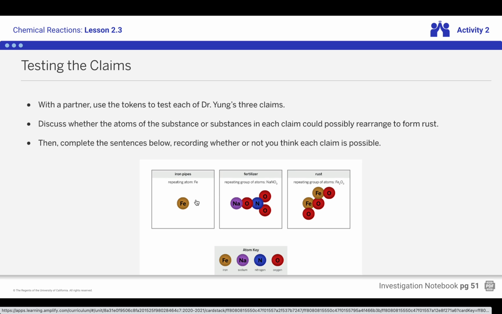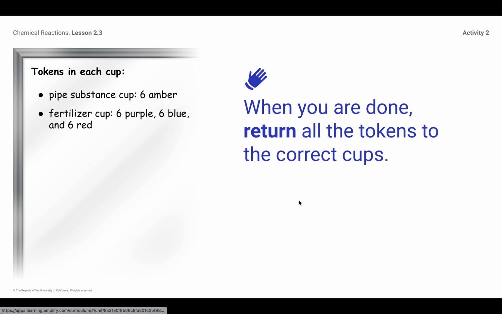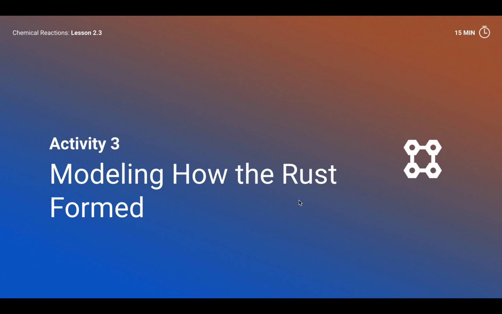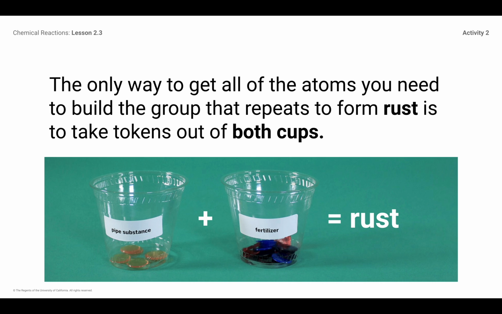We know that it takes iron and fertilizer to make rust because we can only get the iron atoms that we need to form iron oxide, or rust, from the iron pipes, and we can only get the oxygen needed to form rust from the oxygen in the fertilizer. So that was a great prediction, and we figured it out. So what claim was correct? Claim number 3. Both the iron pipe and the fertilizer made the rust.